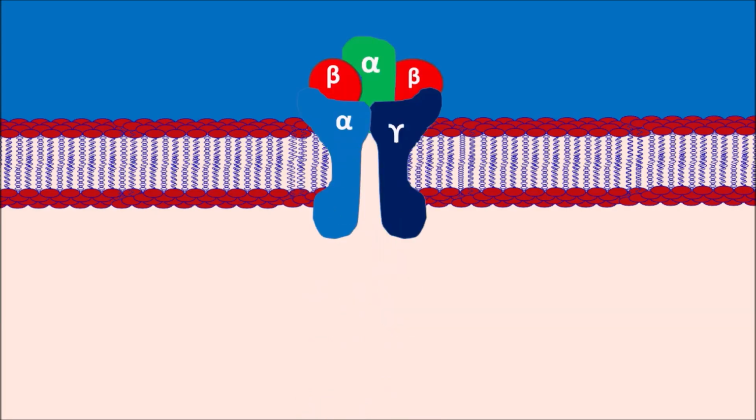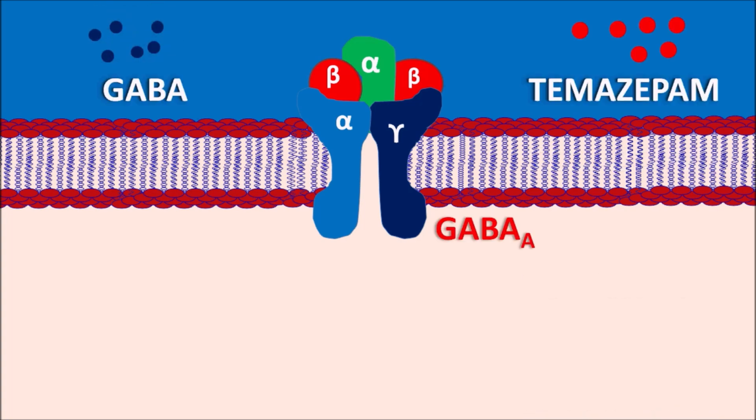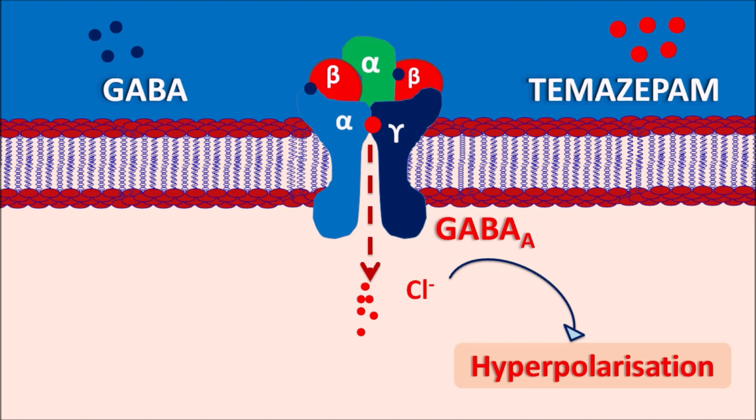Now these are the GABA A receptors, which are ionotropic receptors. They are made up of alpha, beta, gamma subunits. They are pentameric in nature. Now GABA can bind to these GABA receptors as well as temazepam can also bind. Now temazepam is a positive allosteric modulator. It can bind to the GABA A receptors at an allosteric site such that it can facilitate the binding of GABA to the GABA A receptors. When GABA binds to GABA A receptors, it opens the chloride channels, so chloride can enter into the cells, which produces hyperpolarization.